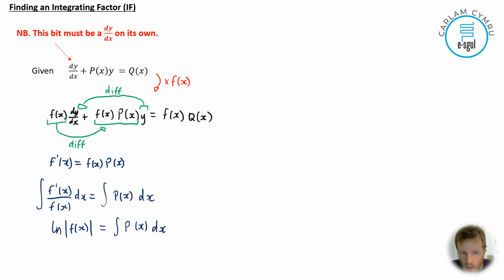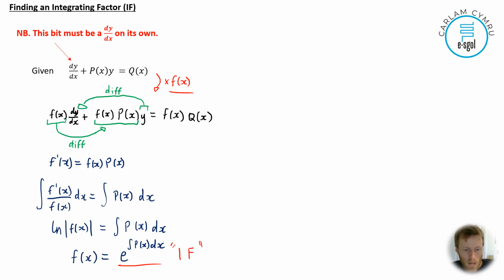Now if I want to get rid of the natural log element, I take e of both sides, so f of x equals e to the power of the integral of p of x with respect to x. So our f of x at the start is given by e to the power of the integral of p of x with respect to x. That is the integrating factor.